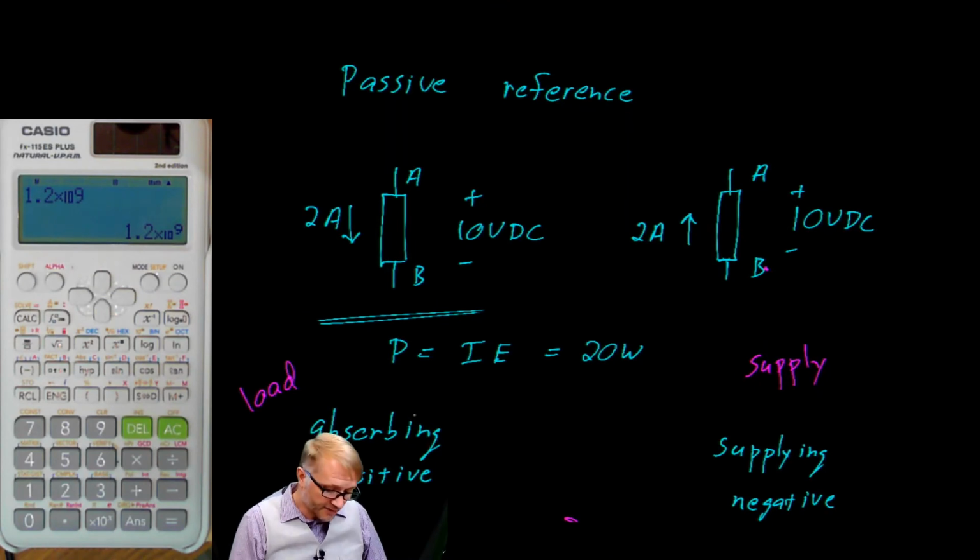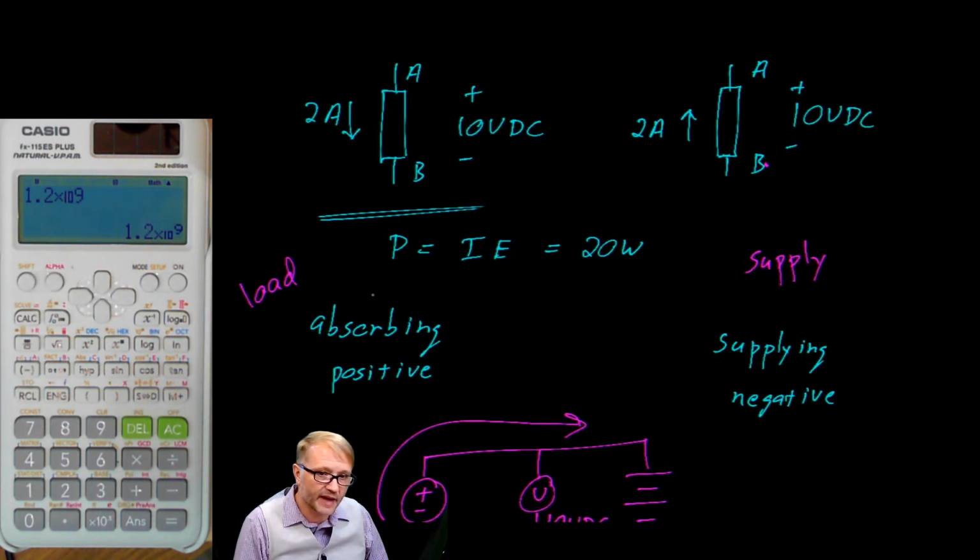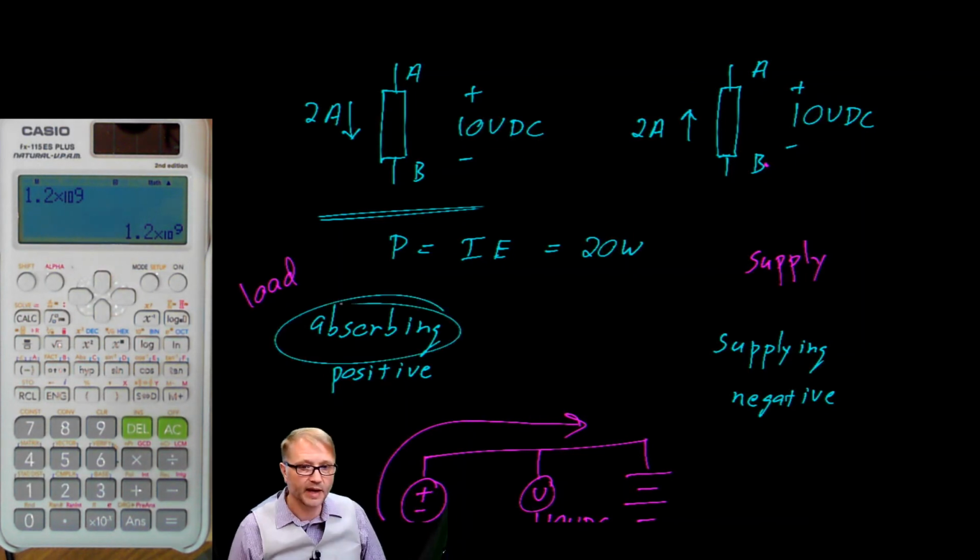The passive reference, again, we talked about this multiple times. If we have voltage A measured with respect to B, and that current is flowing in the direction of A to B, we would say that that element is absorbing power. You could think of it as a load. On the other hand, if we have a voltage A measured with respect to B and a current flowing in the direction of B to A, we would say that that is supplying. And the sign associated with the supply is negative because it's losing energy.